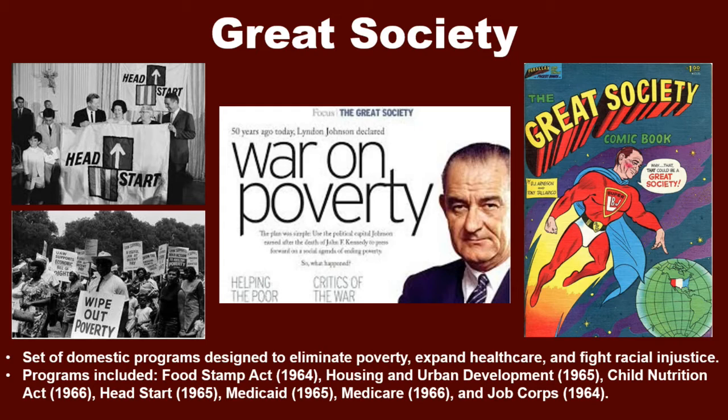Medicare, which is going to be health insurance for those over the age of 65, Job Corps, and then, like we talked about, my personal favorite, PBS, the Public Broadcasting Service, because you got to have Reading Rainbow. That show was legit. So the Great Society is going to be Johnson's war on poverty.